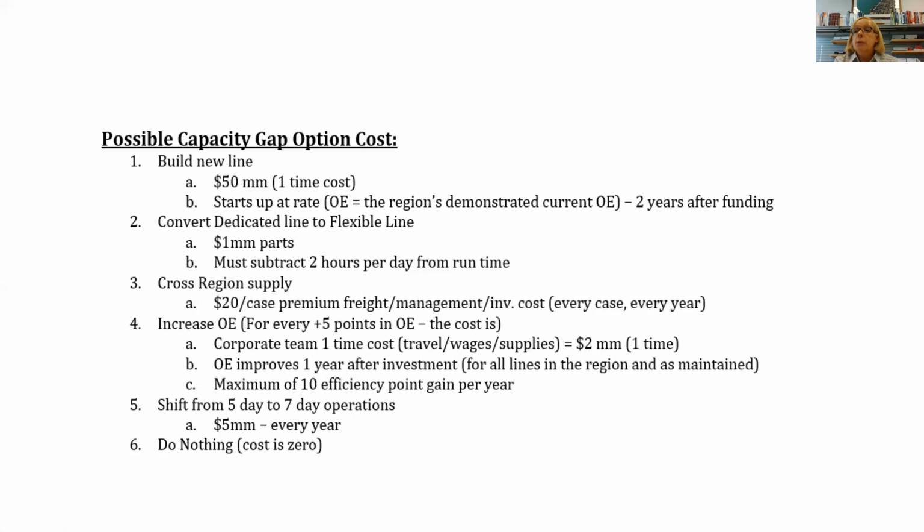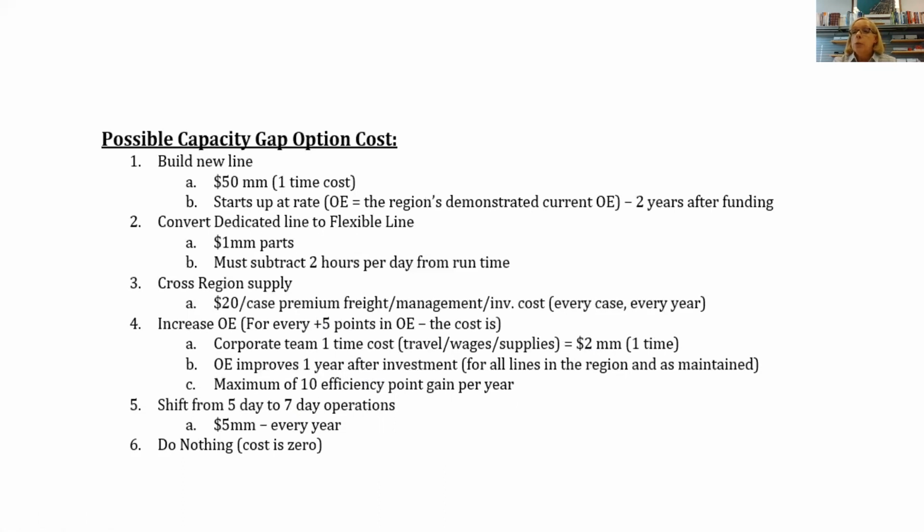Think about that as a continuous improvement project. We'd have to study it, we'd have to make recommendations, and then we'd have to work on the implementation. So a year is what we would do after that investment. Something we can do immediately is shift from 5-day operations to 7. Now remember, we're paying people. So every year we're operating 7-day operations, because almost everything we start with in our base assumption is that it's 5 days, we're going to have to pay $5 million in overtime. That's our budgeted amount for that.